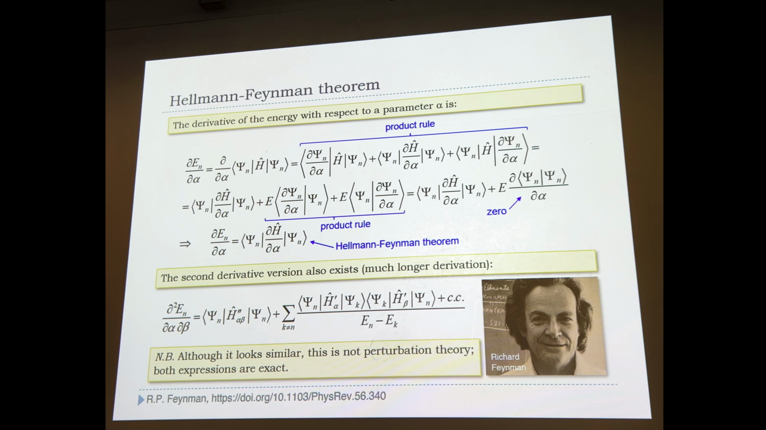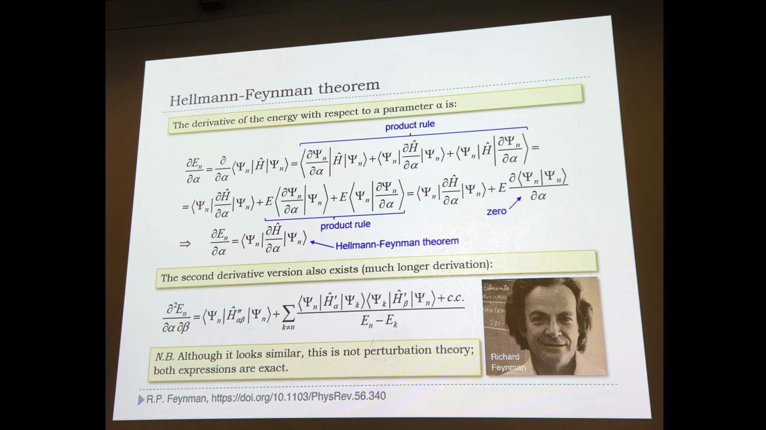We will also need second derivatives, and for those, see the derivation in Feynman's paper or in my book. I will skip the derivation, but the second derivative is the expectation value of the second derivative of the Hamiltonian plus, and that is a very unfortunate plus, you have a sum over all other states in the system of this product of the first derivative with respect to parameter alpha and parameter beta, plus the complex conjugate of this quantity divided by the energy difference.